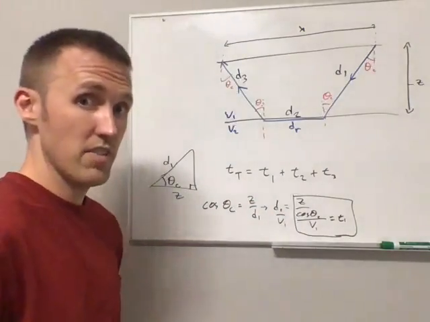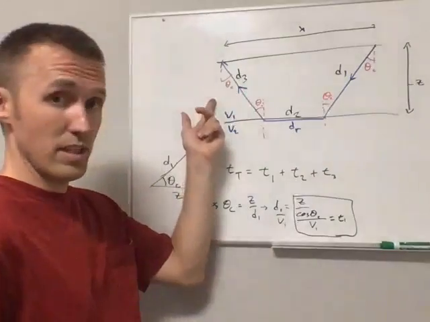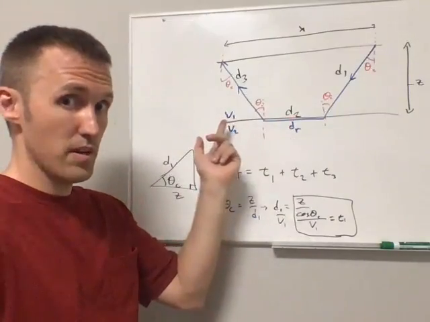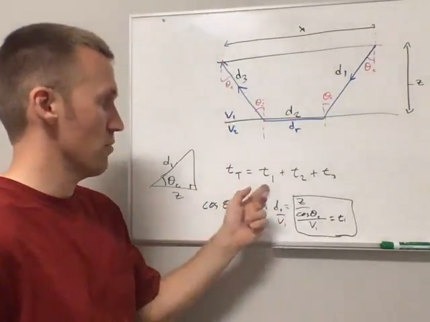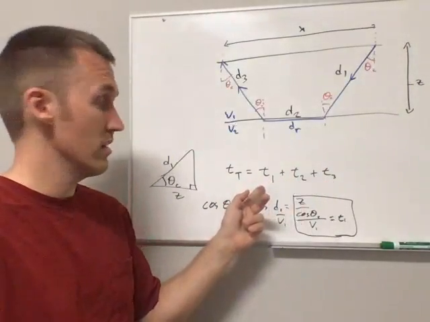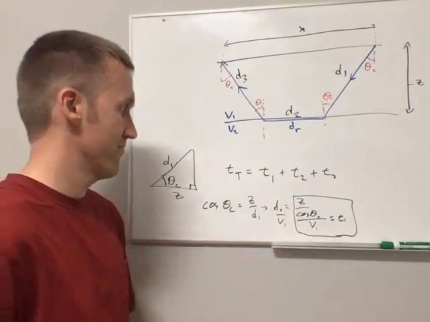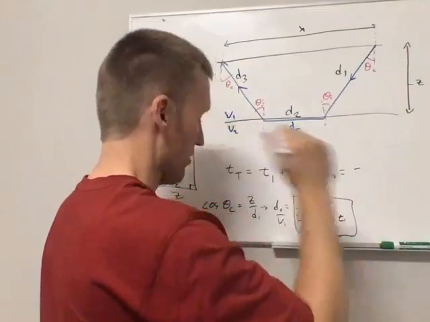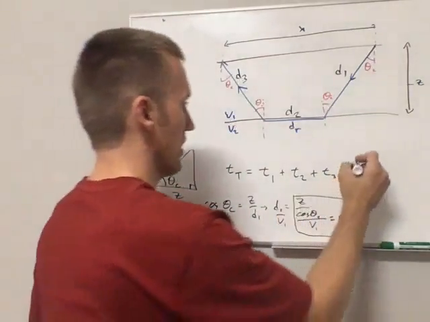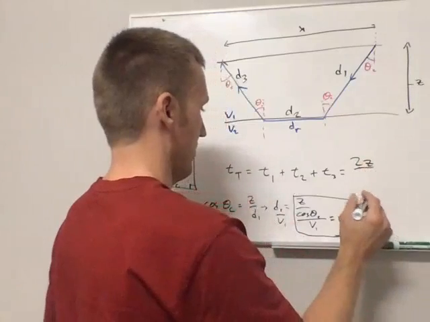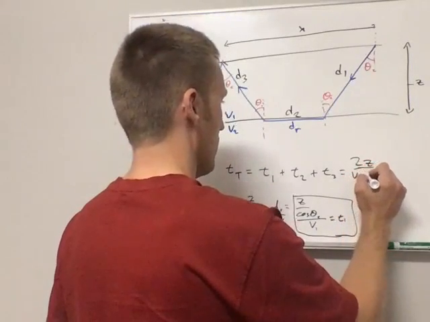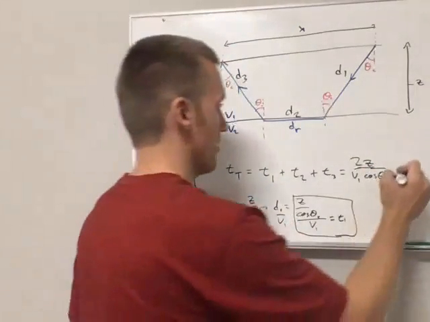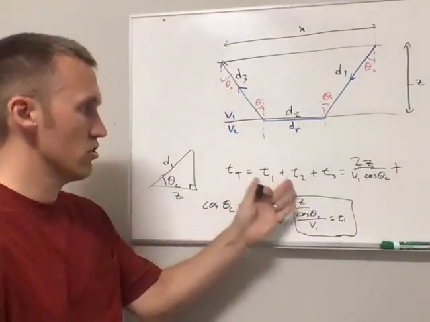And we're going to do the same kind of thing for the other two segments. The third segment is going to be exactly the same. In fact, since d1 equals d3, t1 and t3 are just going to be 2 times t1, twice this. So what we can say is that total time is equal to 2 times z divided by v1 cosine theta c, and then we have plus t2.